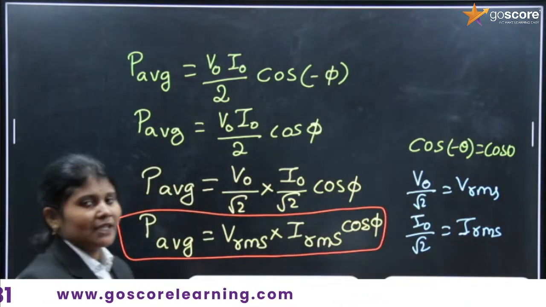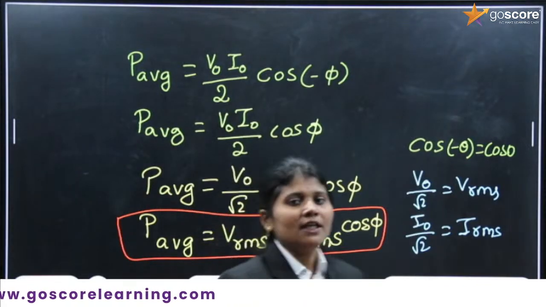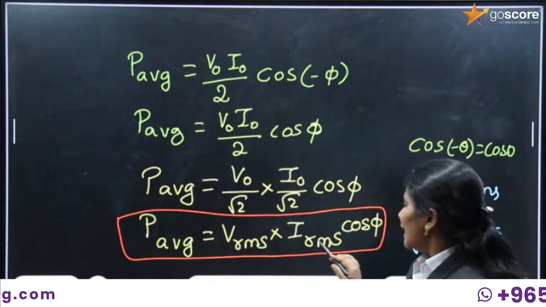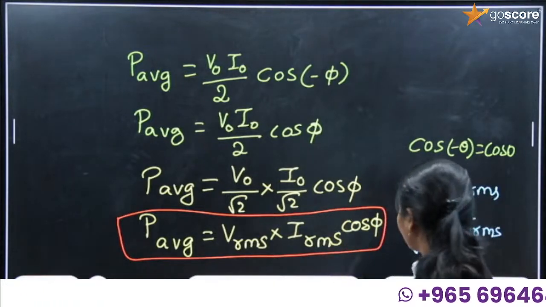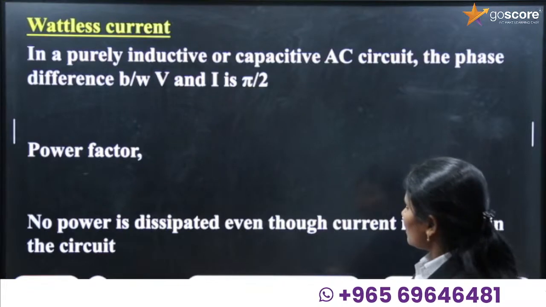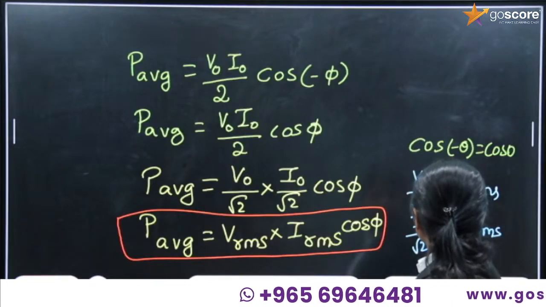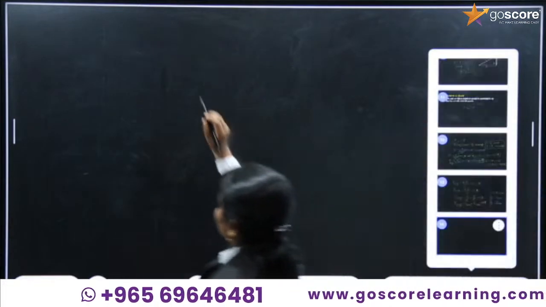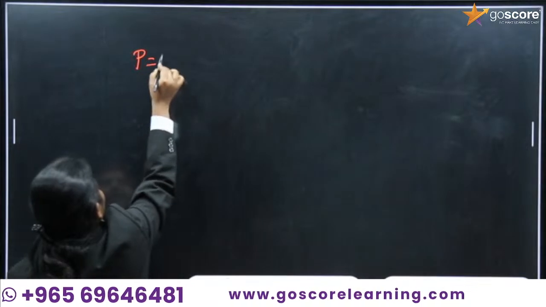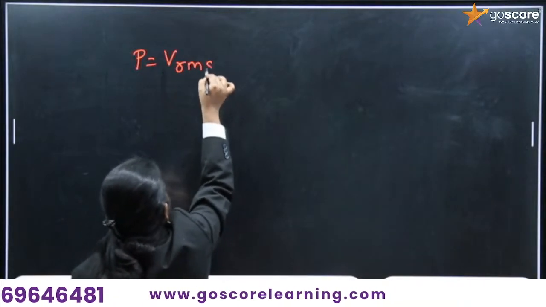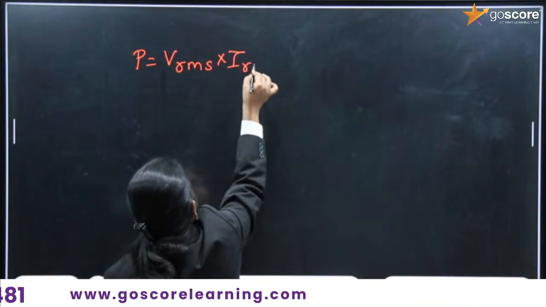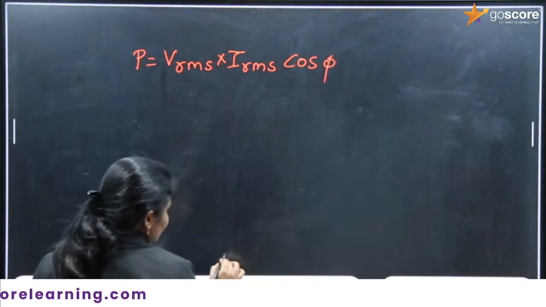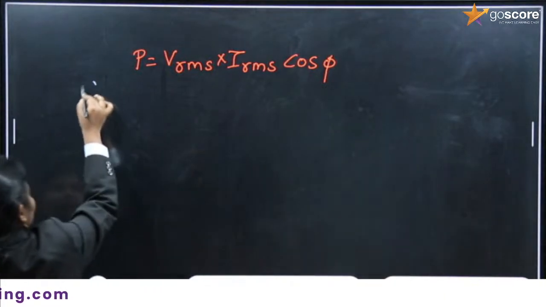Average power equation. This is the power equation in an AC circuit. What is the power equation? P is equal to VRMS into IRMS cos phi. Here we are considering two cases.